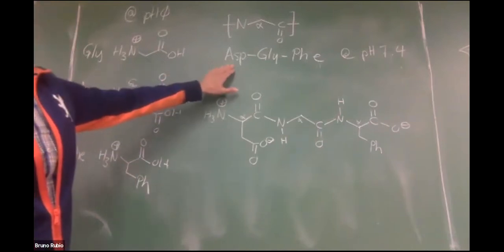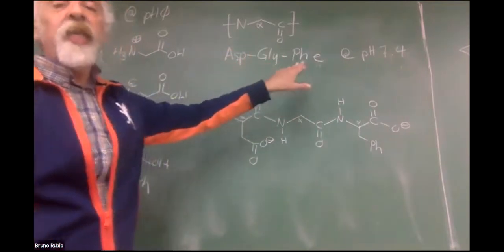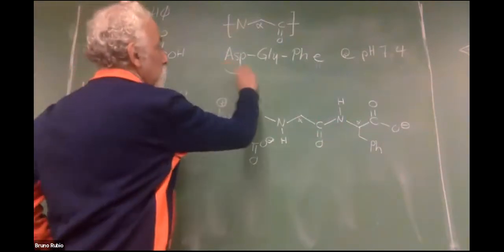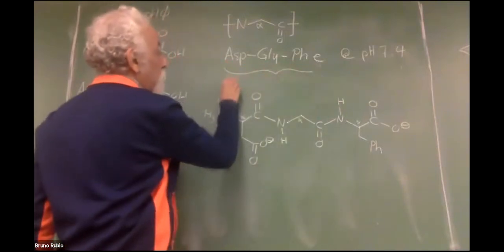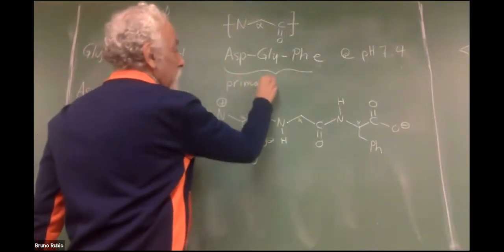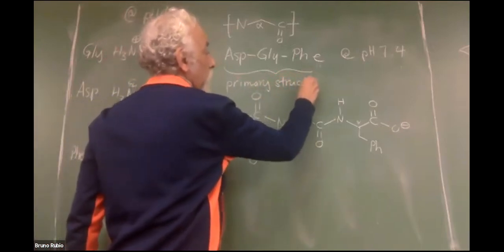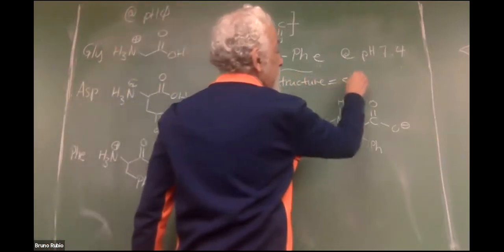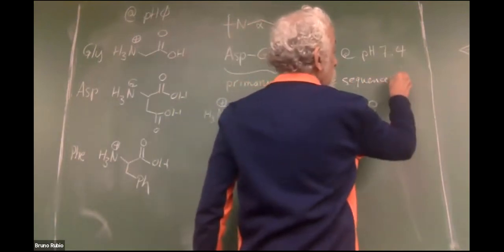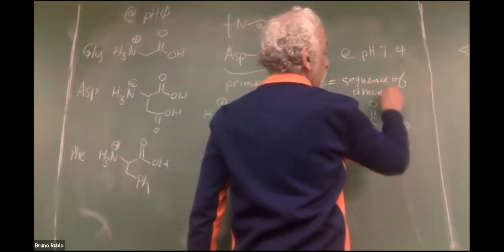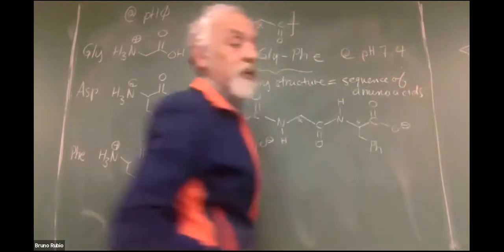This sequence of amino acids, ASP, GLY, PHE, this is called the primary structure of the protein. So this thing here, this is called primary structure. This is the sequence of amino acids. And like we said before, it is conventionally written from the N terminus to the C terminus.